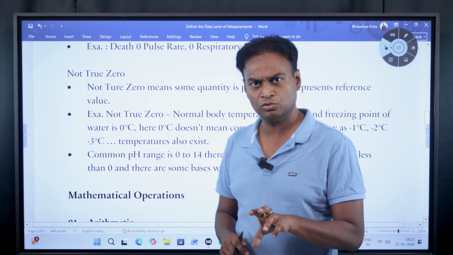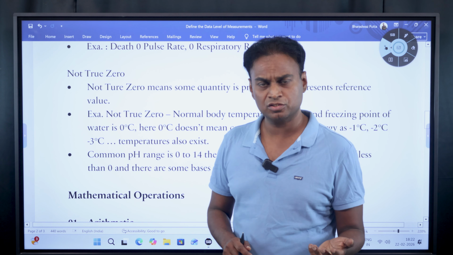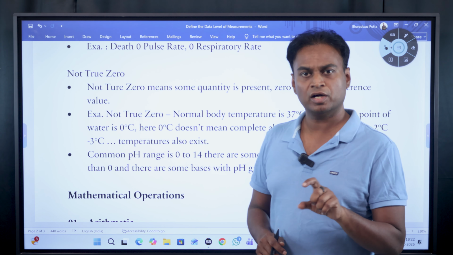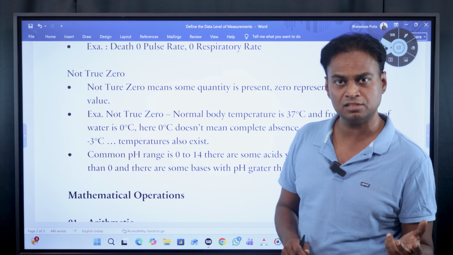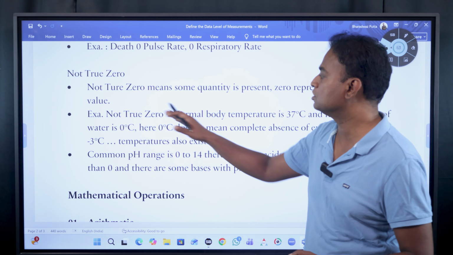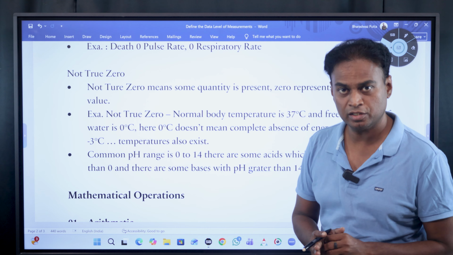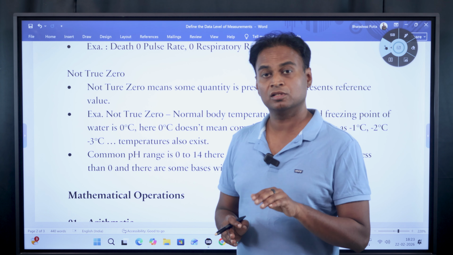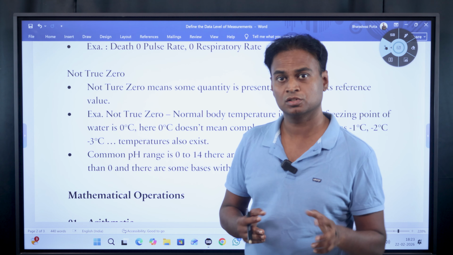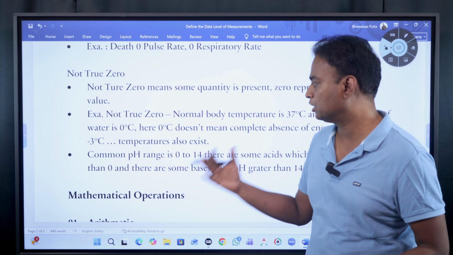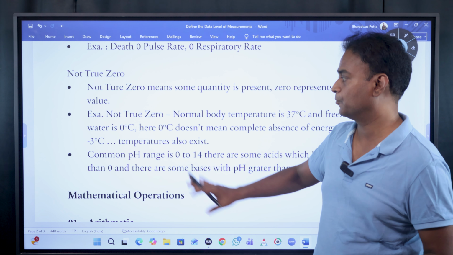Here, temperature is not true 0. If the temperature is 0, there will be minus temperature also, right? There is temperature 1 degree, -1 degree centigrade, -2 degree centigrade, -3 degree centigrade. It means this is not a true 0. And also pH. pH is 0, but there are some acids where the pH is -1, -2. Such acids also exist. It means this is not true 0.